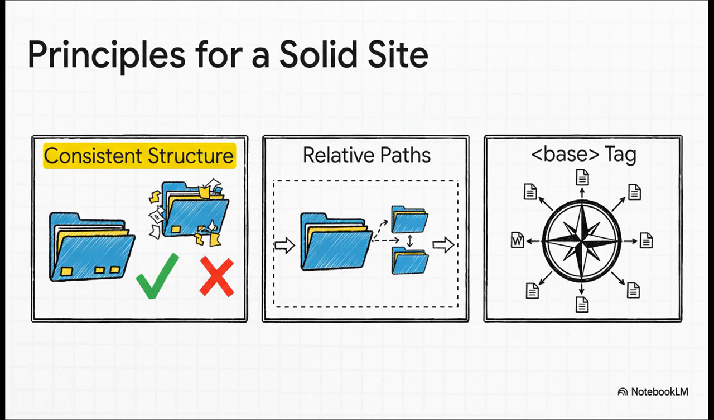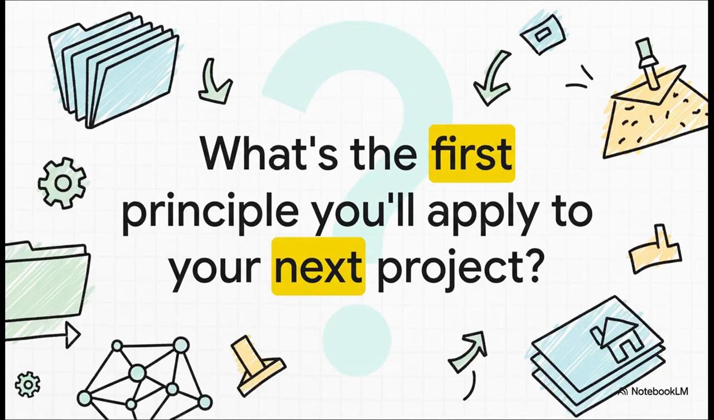And finally, for bigger sites, you might look into the base tag. It basically lets you set a default starting point for all your relative links, which can really clean up your code.